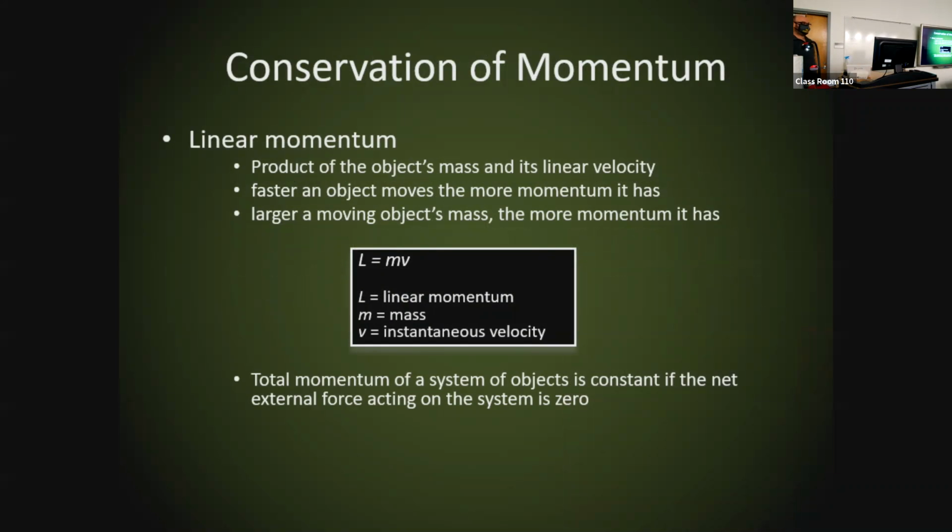So linear momentum is the product of the object's mass and its linear velocity. The faster the object moves, the more momentum it has. Also, the larger the object's mass, the more momentum it has. So increasing one or both of them increases the linear momentum. It's represented by L, capital L.